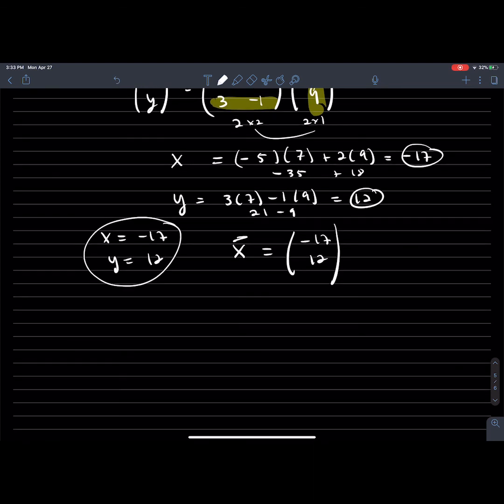So we can use Cramer's rule to solve. It's another solving technique, and I know you guys have seen it before because it was on a previous exam.